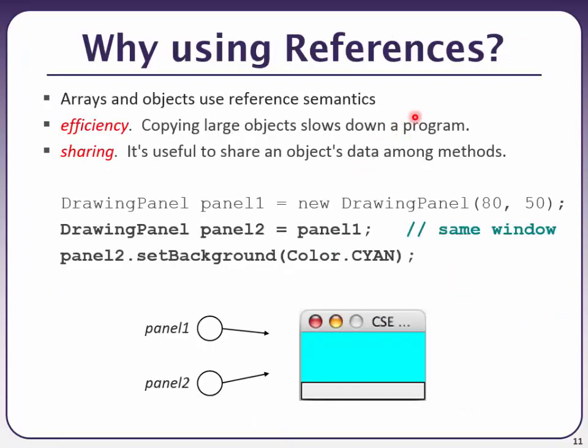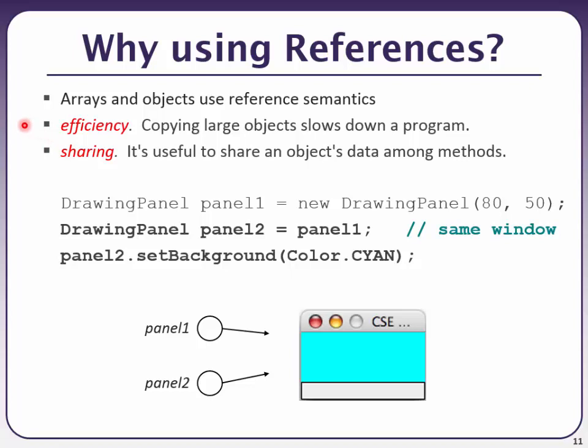So, why do we bother? Why do we bother using that reference semantics? Well, I already mentioned the second point here, which is sharing. We're able to share things, have several variables that can access the same object. We are able, even more interesting, to pass objects to methods so that those methods can access those objects. But we do so also with efficiency.